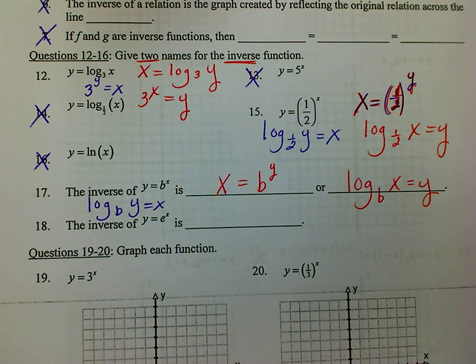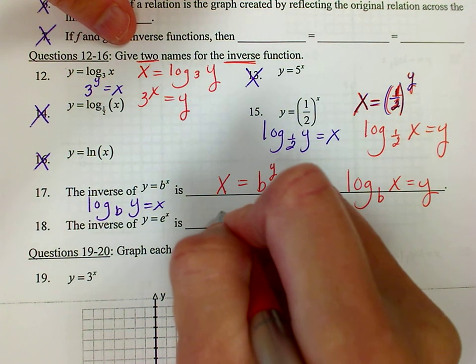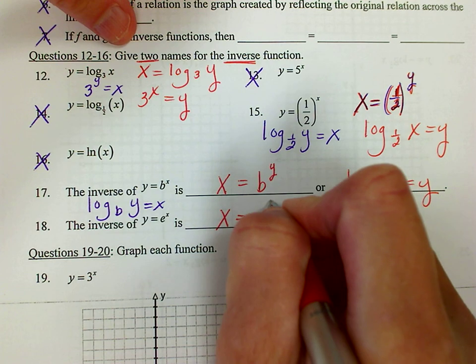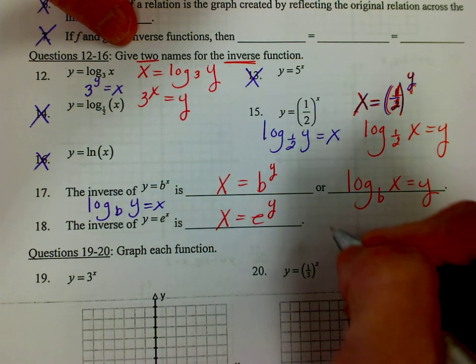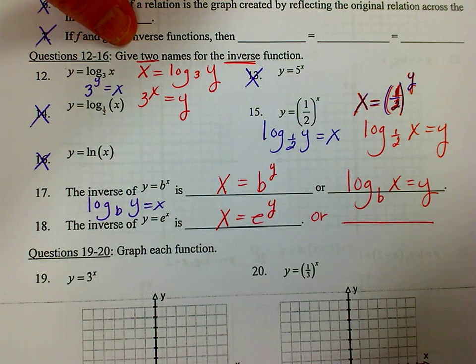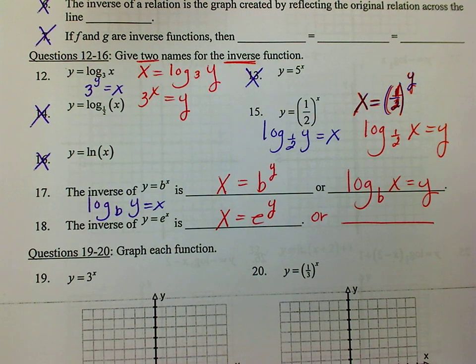All right, and then we have the inverse of y equals e to the x. That's just going to be x equals e to the y. There really should be another blank here.